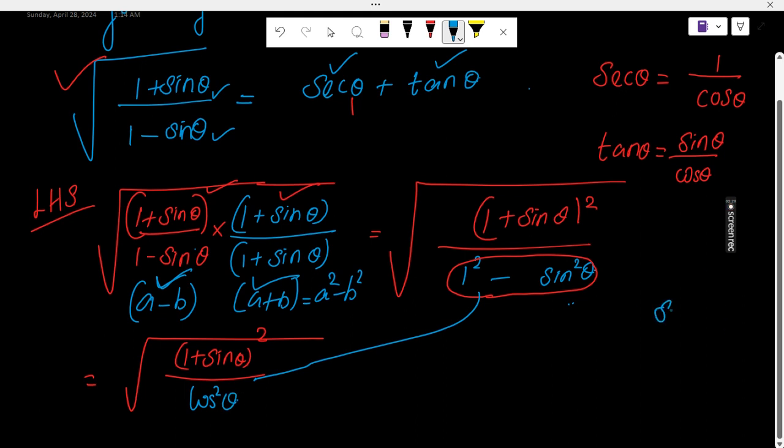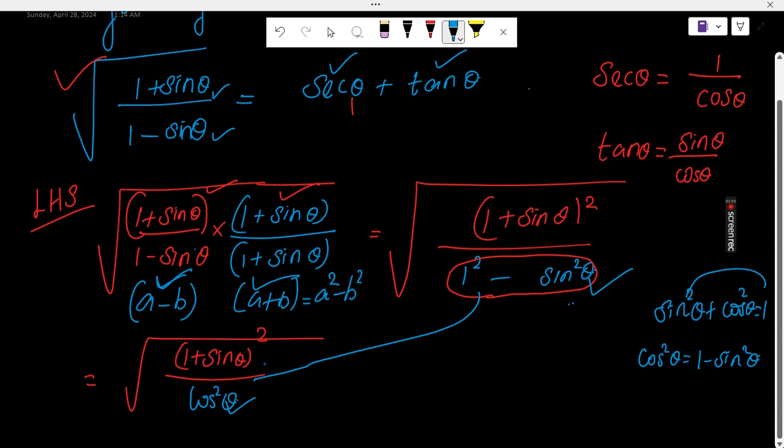Why ma'am you are writing like this? So the first identity: sine square plus cos square is equal to 1. If you transfer this one, cos square is equal to 1 minus sine square theta. So we are writing cos square instead of this 1 minus sine square. Do you understand my dear?